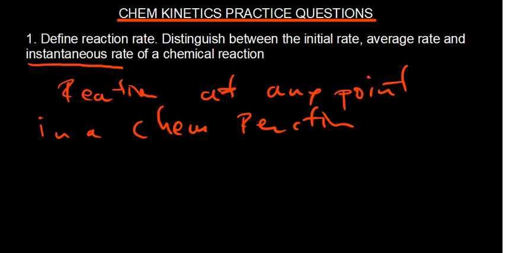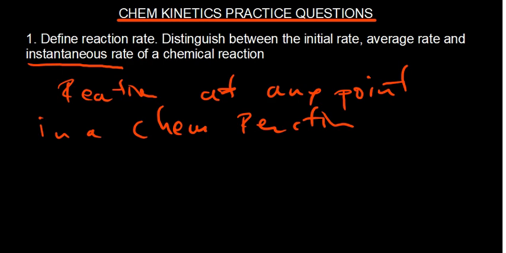So the reaction rate at any point in the chemical reaction is what we call the instantaneous rate. It may be at the start, it may be after 10 seconds from the starting point, or even at the end. So that is what we call the instantaneous rate of a chemical reaction.